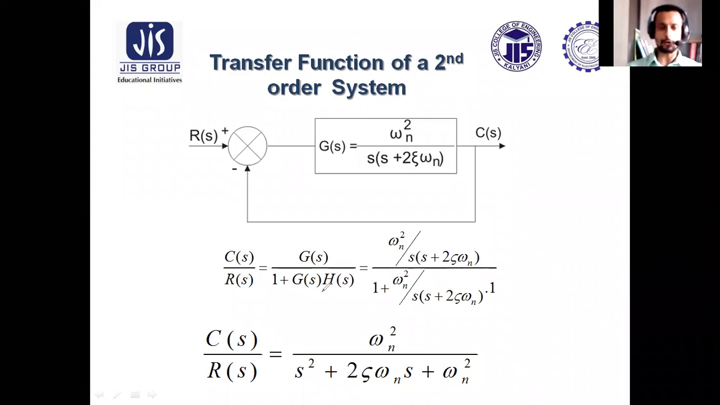Based on this formula, which is very well known to us, we can get the overall transfer function C(s)/R(s). The overall transfer function is found as omega n squared divided by s squared plus 2 zeta omega n s plus omega n squared.